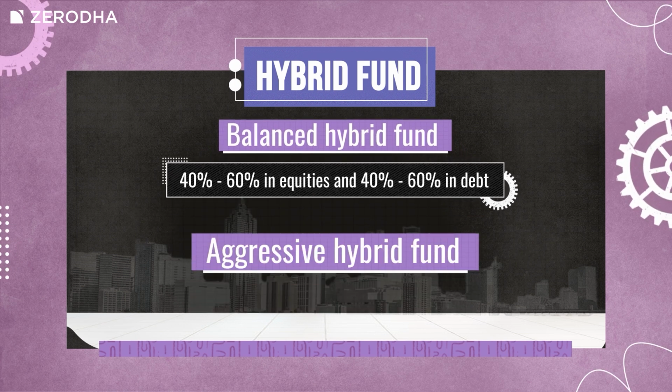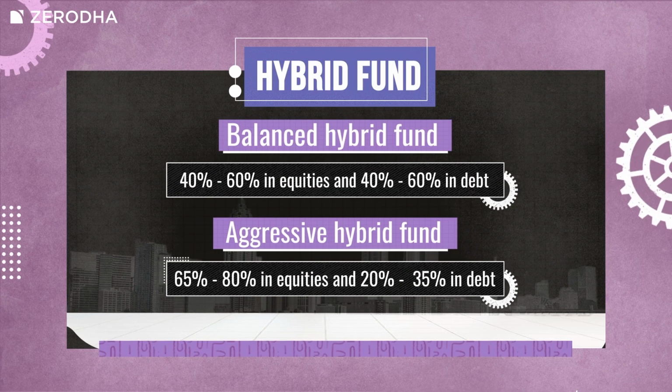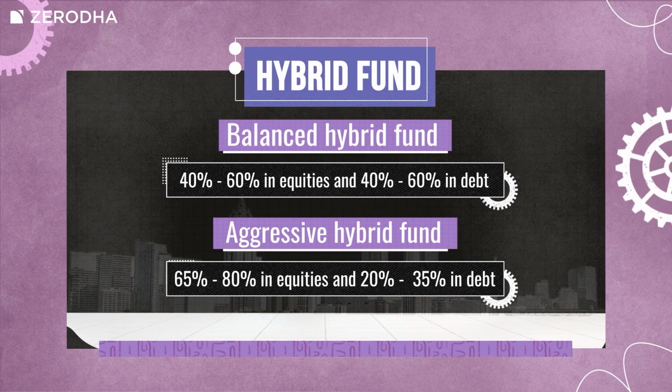And then there's aggressive funds, which are primarily invested in equities with a little bit of debt. So if the allocation to equities is higher than 65%, then it's considered an aggressive fund.